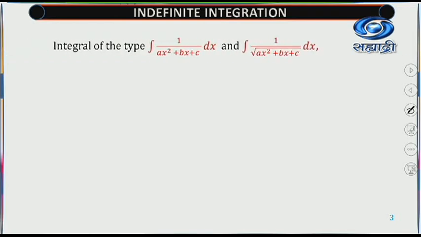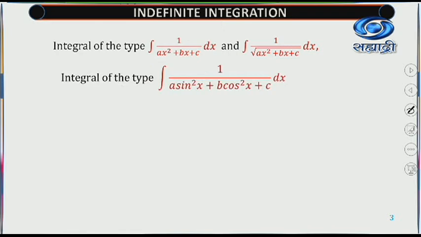In the last lecture we studied integrations of the type integral 1 upon ax square plus bx plus c dx, and integral 1 upon root of ax square plus bx plus c dx. And one more type, that is integral 1 upon a sin square x plus b cos square x plus c dx.